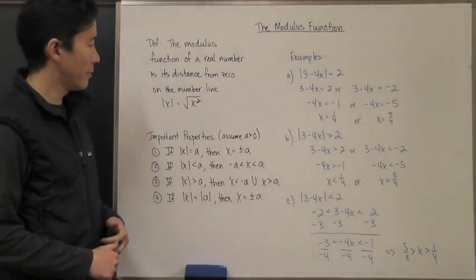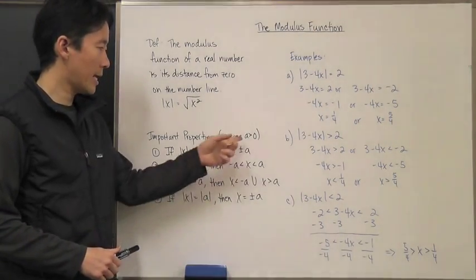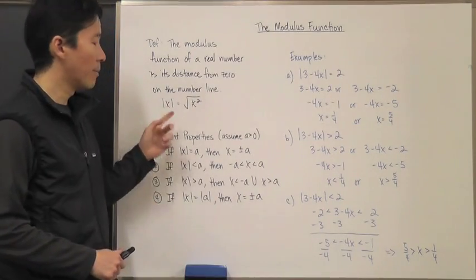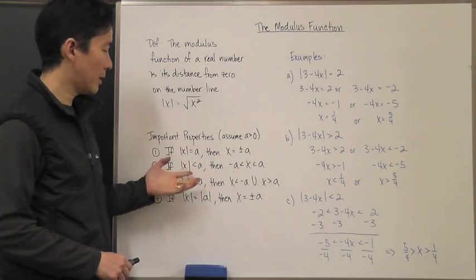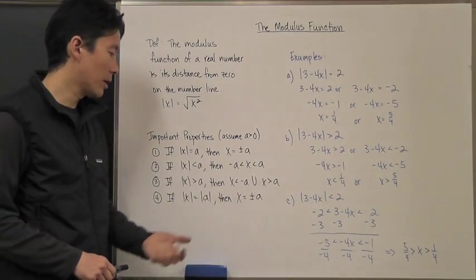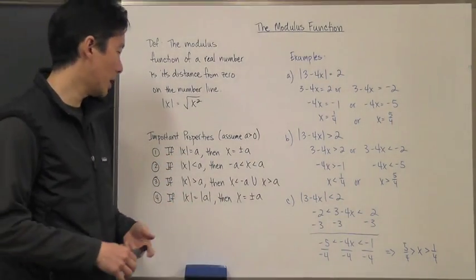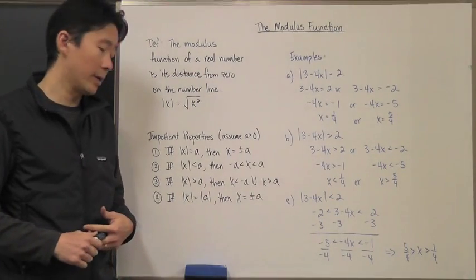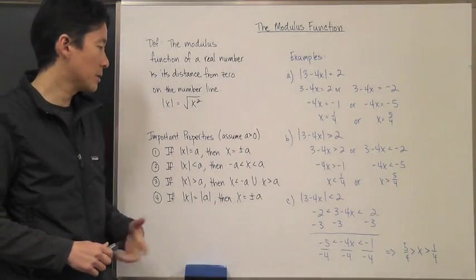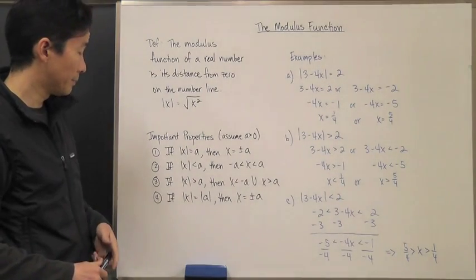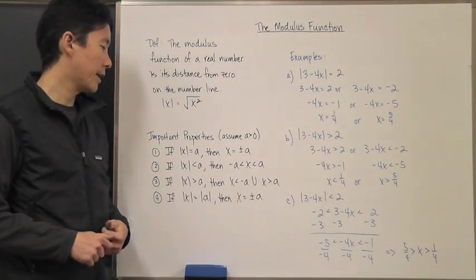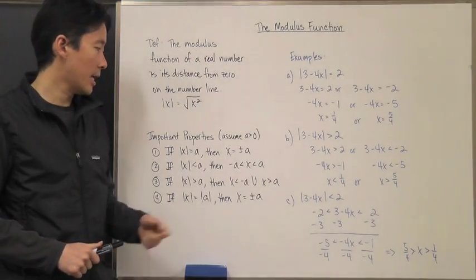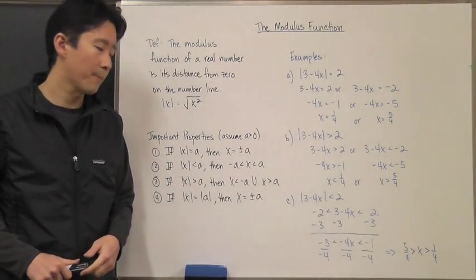Now there are a couple of important properties, assuming that a is greater than 0, of this modulus function, so that whenever we come across the modulus function in an equation or an inequality, we can quickly solve for them just by using these properties. Notice that if the absolute value of x is equal to a, then x is going to be equal to plus or minus a.